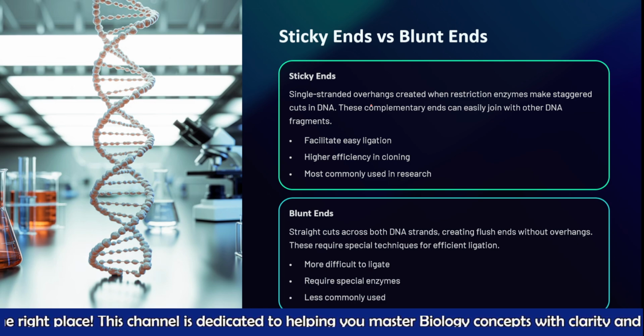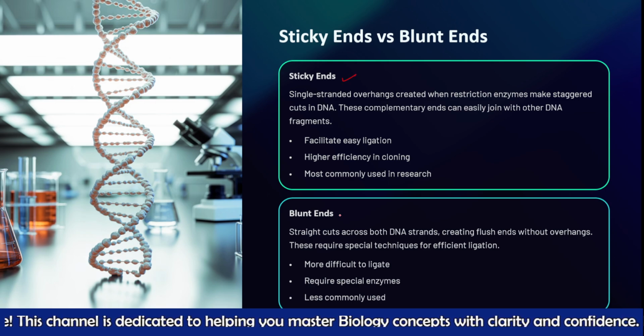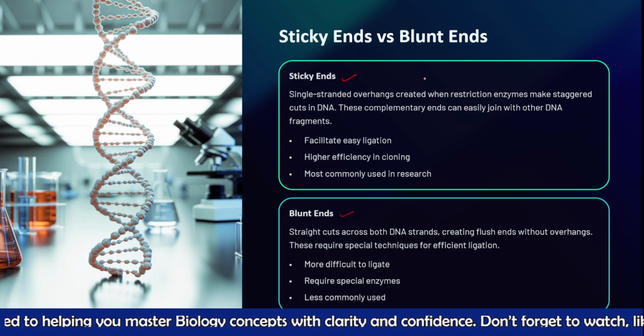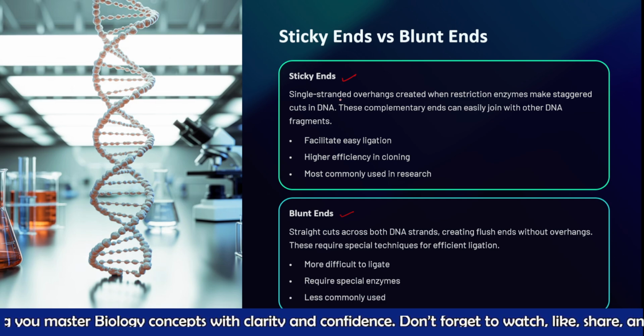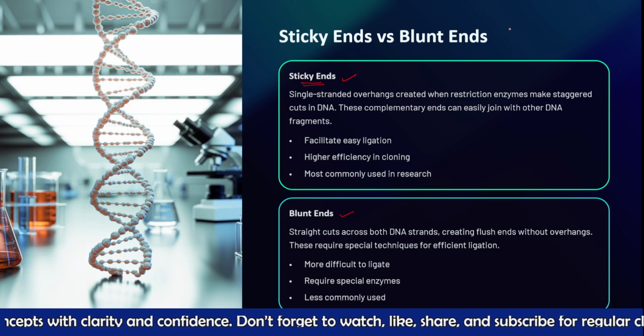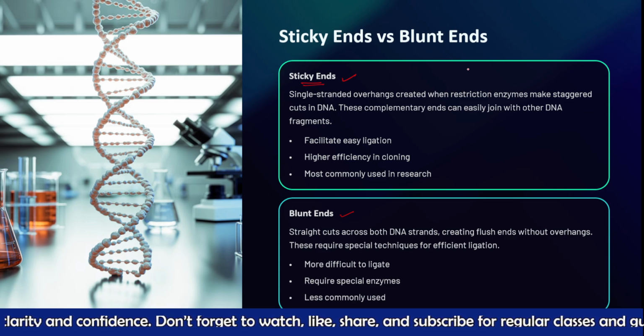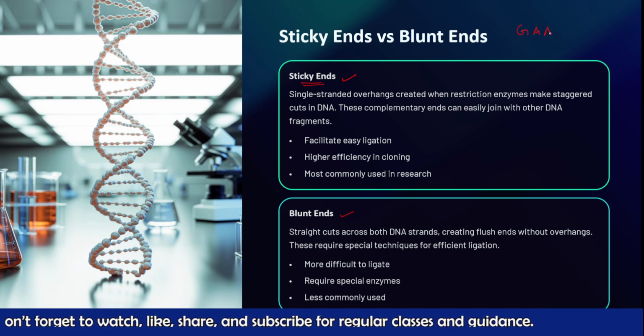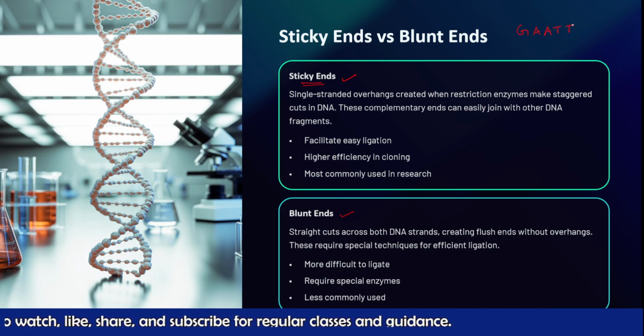Coming to another feature of restriction enzymes, they produce two types of ends. One is called a sticky end, the other one is called a blunt end. EcoR1 is an example of a restriction enzyme that produces sticky ends. What is that sticky end? For example, EcoR1, what is the recognition site? GAATTC, right?